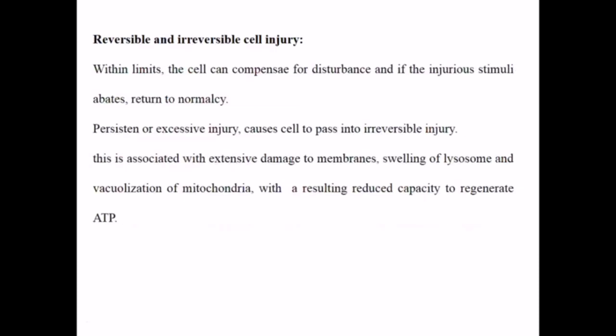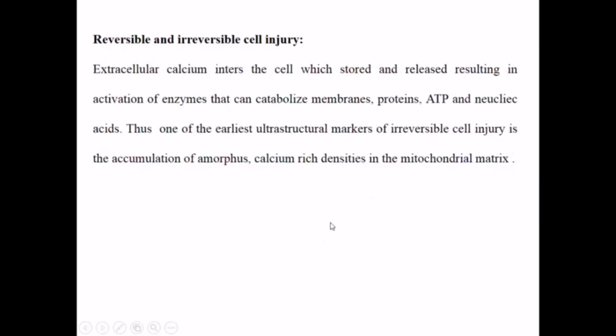Reversible and irreversible cell injury: within limits, as we said, the cell compensates and the normal cell structure and function return, and persistence of excessive injury causes it to pass to irreversible. This is associated with extensive damage to membranes, swelling of lysosomes and mitochondria, and results in reduced capacity to regenerate ATP.